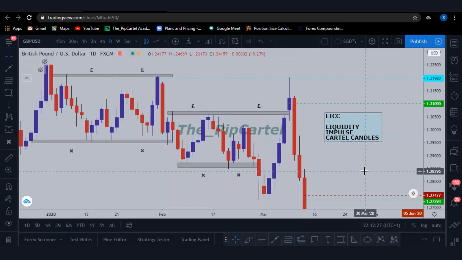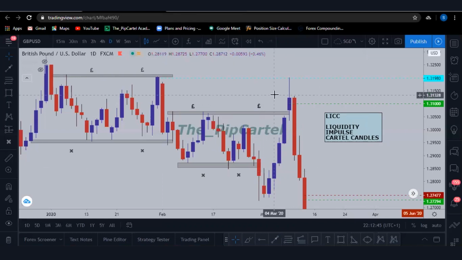What we're looking for is liquidity followed by an impulse, followed by cartel candles. So what is liquidity? Liquidity basically is your support and resistance level. While you're trading retail, you'll be taught to buy at equal lows and sell at equal highs. Those are liquidity. That's the point of liquidity.